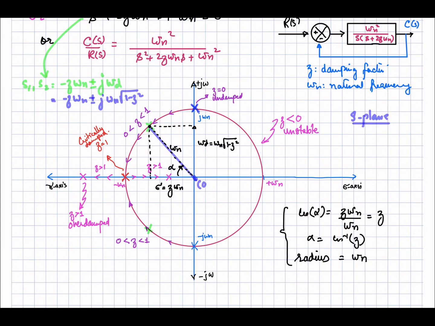So the origin of this is 0, 0, and if you look at this pole, let's suppose this is s1, so s1 will be equal to minus zeta omega n plus j omega n into square root of 1 minus zeta square. So here you can see the real part is zeta omega n, and definitely it will be negative because it is along the negative real axis. And the imaginary part is omega d, that is equal to omega n into square root of 1 minus zeta square.